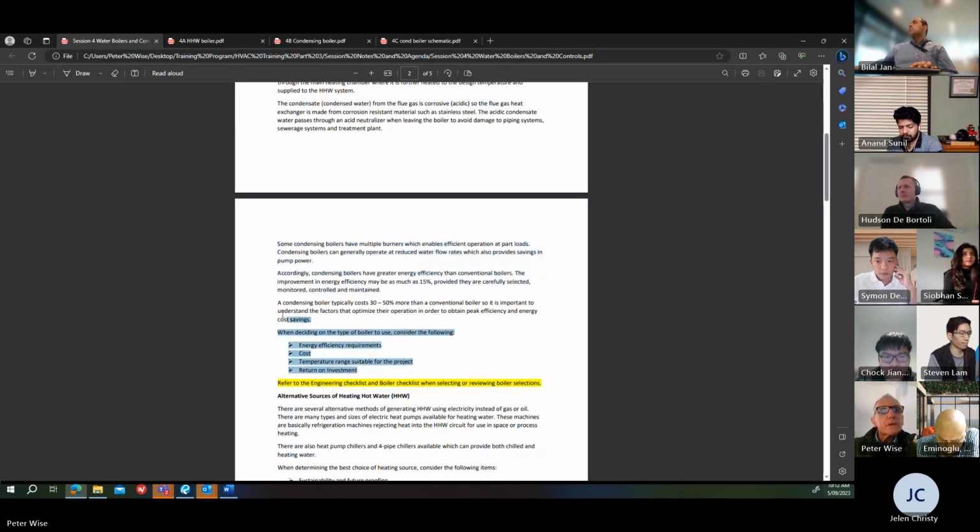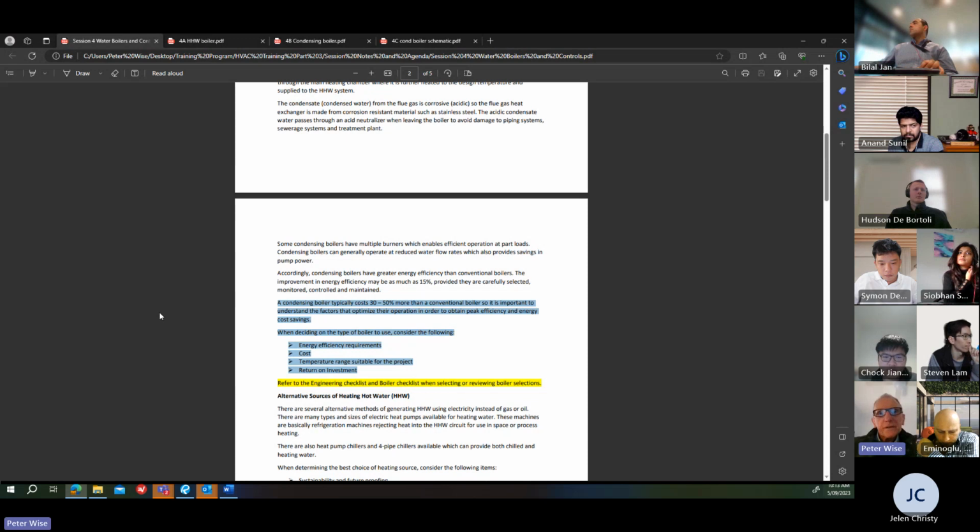Unfortunately, you don't get something for nothing. A condensing boiler costs 30 to 50% more than a conventional boiler. So if you've got budget constraints on your project, a conventional boiler is probably going to be the way you go. But if you're looking longer term, it's more common these days to use condensing boilers to pick up the energy efficiency that comes with it, and the environmental benefits with that.